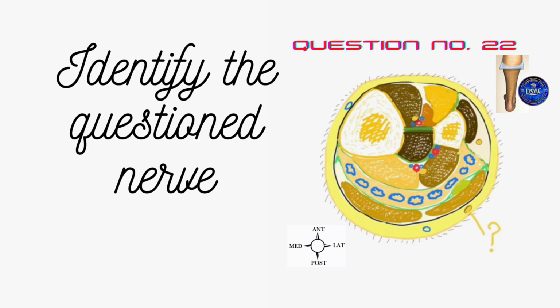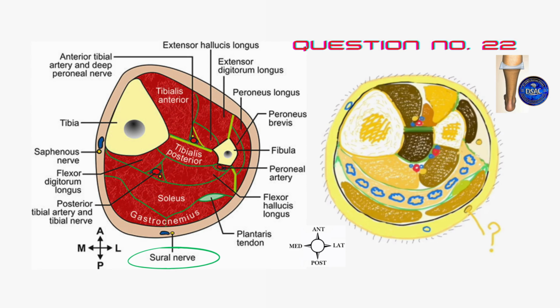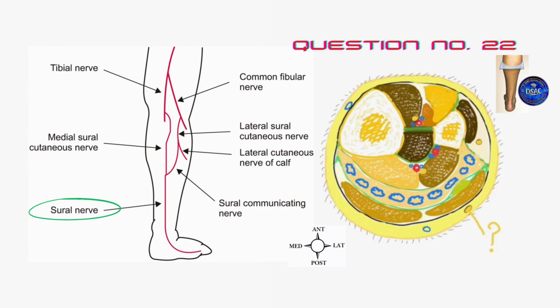Identify the questioned nerve. This is sural nerve. It is purely sensory nerve in the lower leg that provides sensation to the posterolateral distal leg, lateral ankle, and foot. Sural nerve is formed by the union of the medial sural cutaneous nerve, a branch of the tibial nerve, and the lateral sural cutaneous nerve, a branch of the common fibula or common peroneal nerve.